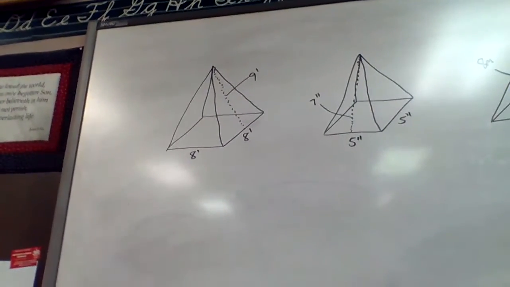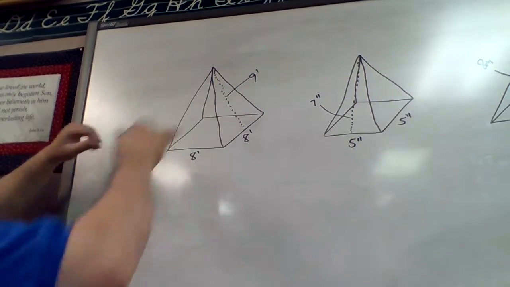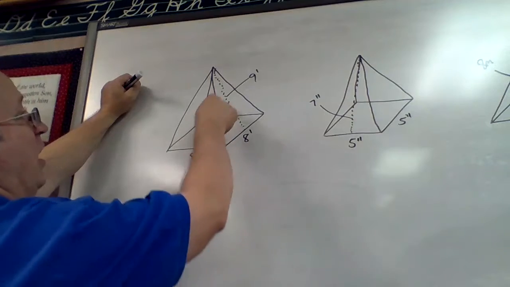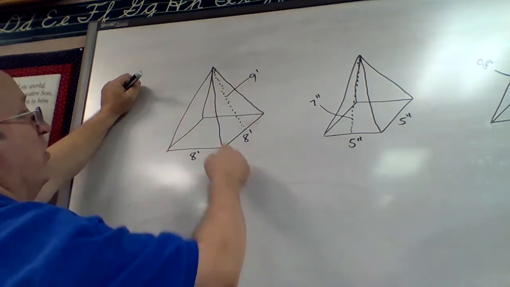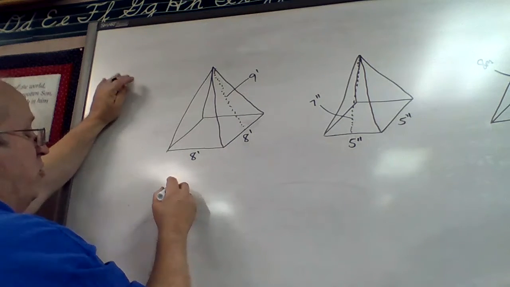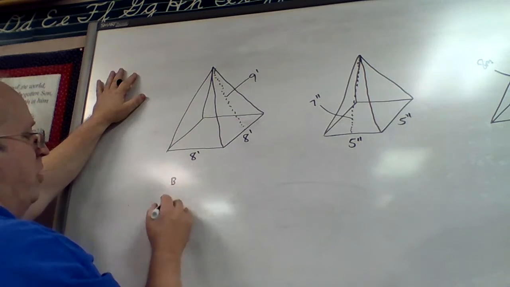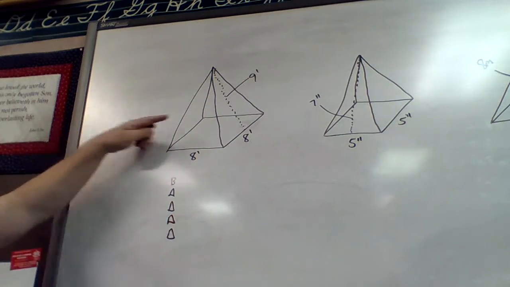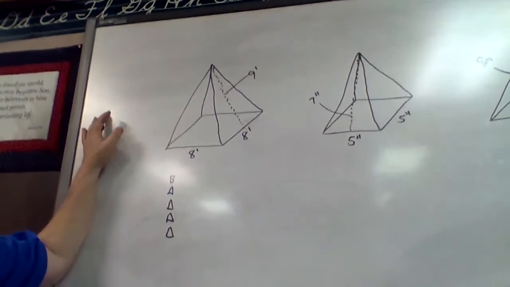chapter 11, lesson 5. So what do we see here if we're talking about surface area? I see a bottom face, and I see a triangle on the one side, a triangle on the other side, a triangle in the front, and a triangle in the back. So what do we got? We've got a base, triangle, triangle, triangle, and triangle. This particular shape has 5 different faces.